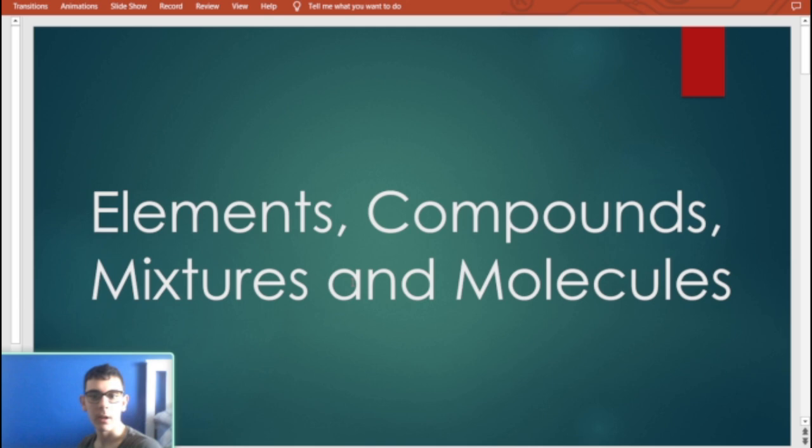Today I'm going to be starting chemistry, GCSE Chemistry, and we're going to be doing the whole course in order. So starting with topic 1, which is the periodic table, elements, compounds, mixtures and molecules. Today I'm going to be talking to you about the first lesson, which is explaining and giving some examples of what elements, compounds, mixtures and molecules are.